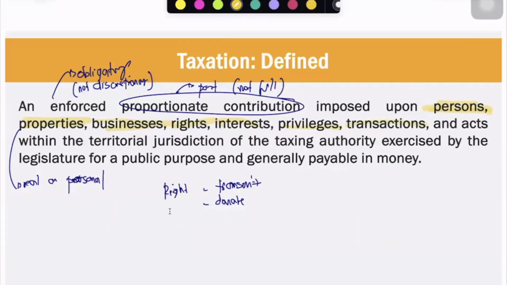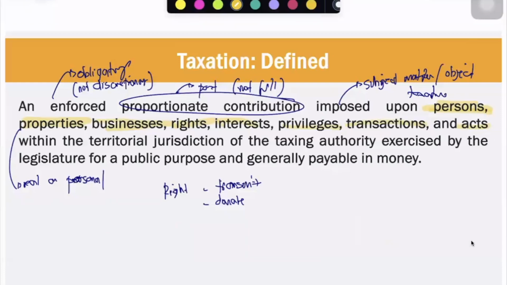So whenever we say that we enforce a proportionate contribution, the imposition talks about the subject matter or object of taxation. And what are the subject matter or object of taxation? Those are your persons, properties, businesses, rights, interests, privileges, transactions, and any acts.